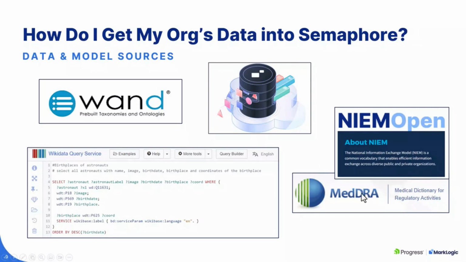Another great way of getting started with your models is using open source models. I listed a couple here. These are a couple of my favorites. The NIEM is the National Information Exchange Model. It's for the U.S. government. It's a common vocabulary between agencies and public organizations, how they could talk to each other using that common vocabulary. MedDRA is another example of an open source one. It has a lot of medical terms. I've used it a few times in medical related demos.